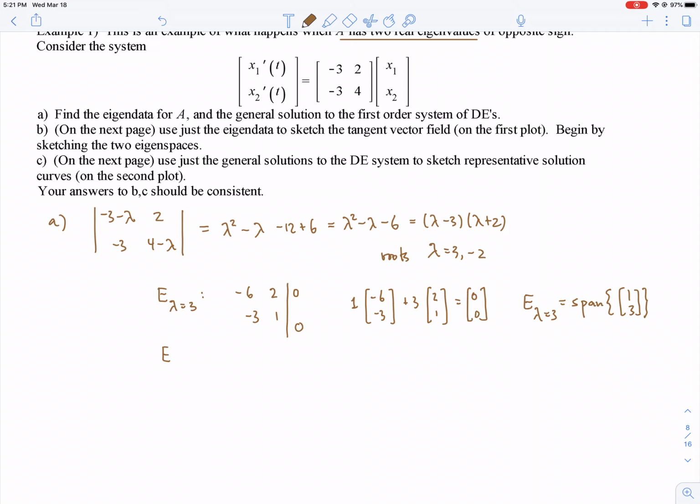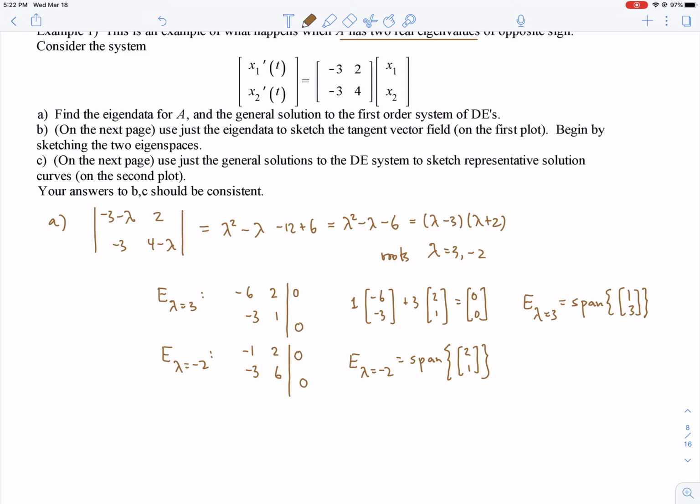And the eigenspace for lambda equals minus 2 is the null space for minus 1, 2, minus 3, 6. And a basis for that one-dimensional eigenspace is the vector 2, 1, because 2 times the first column plus 1 times the second column is 0.